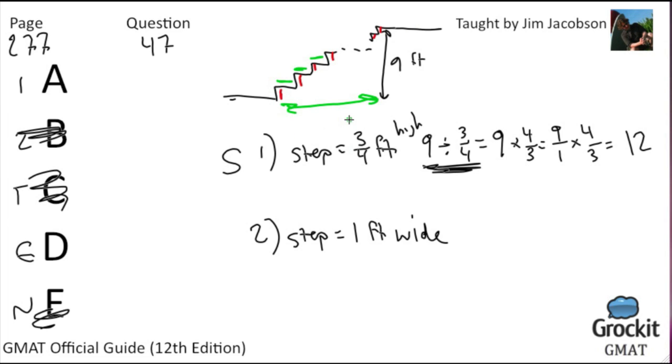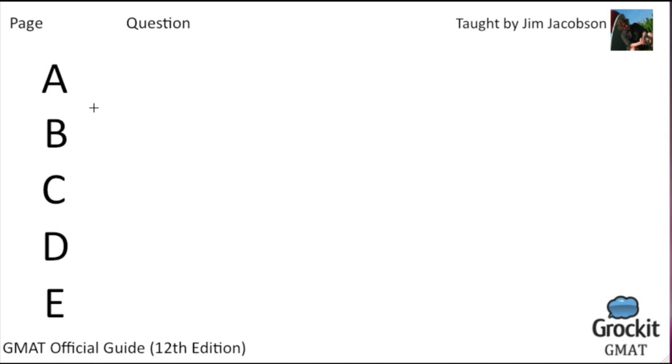There could be a problem like that where you would need both dimensions in order to figure out how many steps are required, but that's not this problem. The width of the steps, how deep they are, I guess, is another way to think about it, is not relevant, only the height. So statement 2 is insufficient on its own. We can cross off answer choice D and identify A as the correct answer. So 277, number 48.